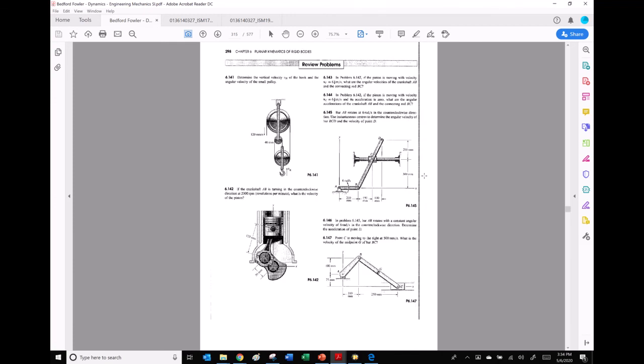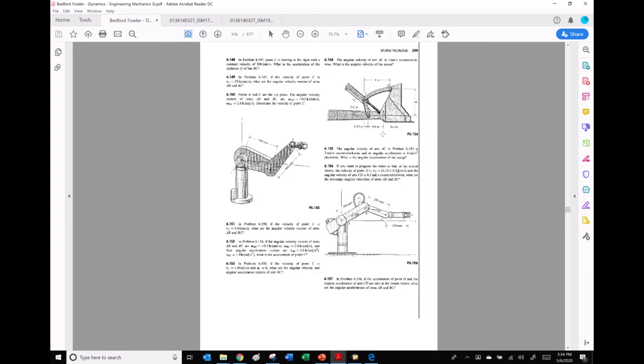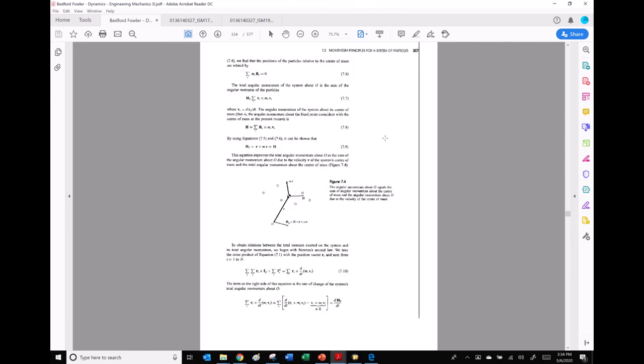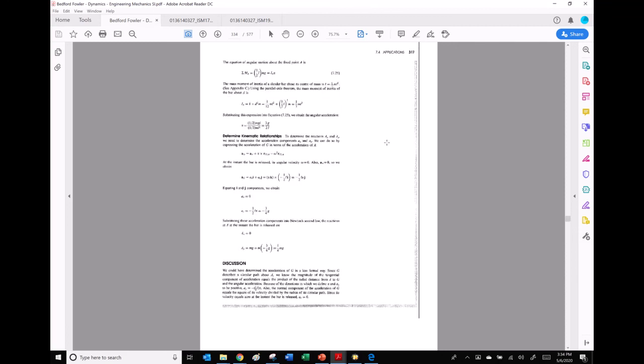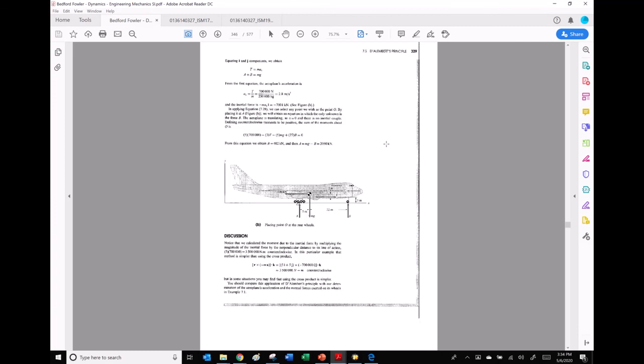Chapter summary. Here's a problem. Oh, and that's the stuff that we just did. That's planar kinematics. How did I mess this up that much? Thinking about it, oh, it's 360 something. That's why.